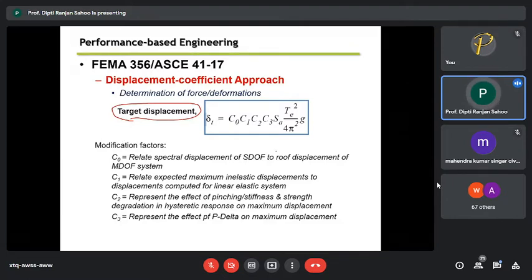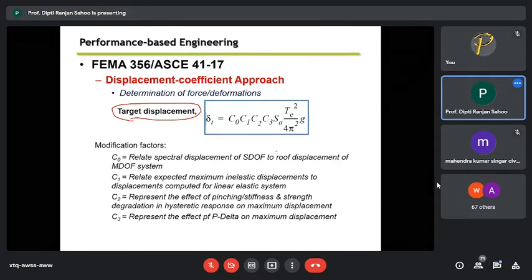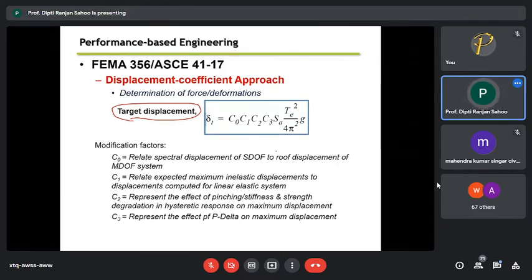The target displacement is simply, if you remember, SD is equal to SA by omega square, and SA you get from your code. You only divide by that omega square to get the SD. Now that is your target displacement. That is the dynamics linearity, but these are some constants. So if you see the SA by omega square, it becomes your SD. So your target displacement is not something else, it is the SD, with some correction factors.